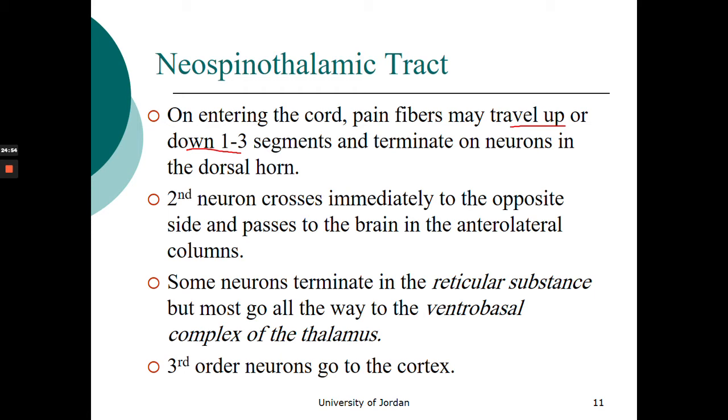Now, in the thalamus, around 50% of the fibers end in the thalamus. So, most of the fibers reach the thalamus. Some of the fibers end in the thalamus, and some complete their journey to the cerebral cortex. The fibers that complete their journey to the cerebral cortex are important for localization of pain.